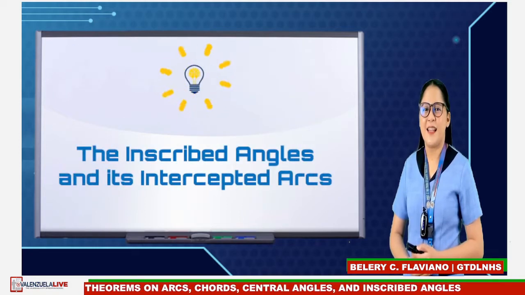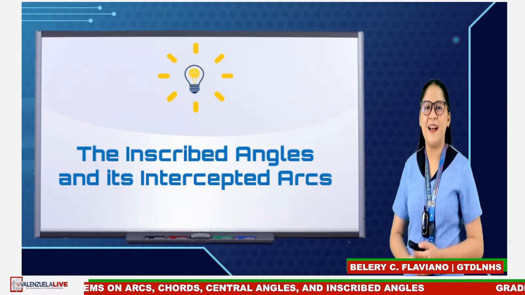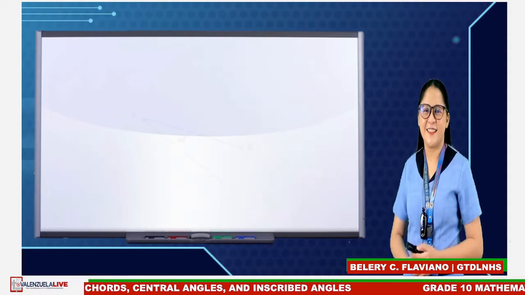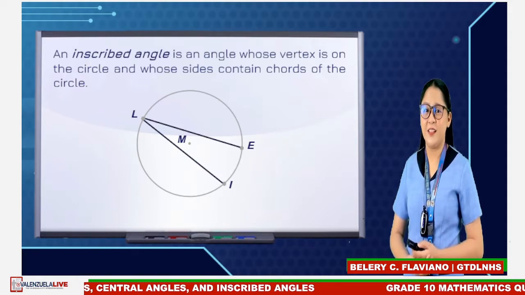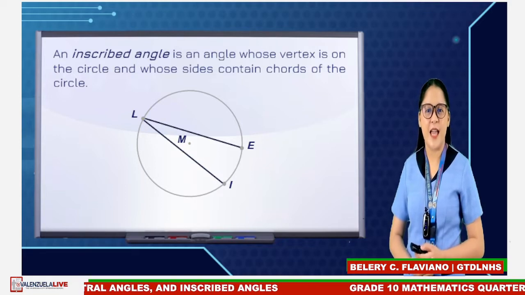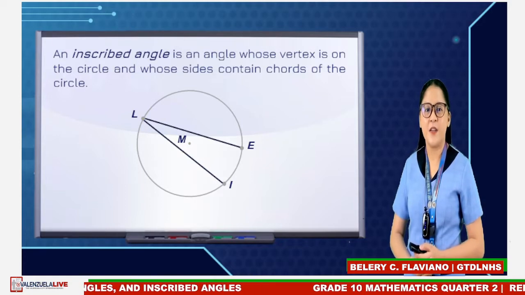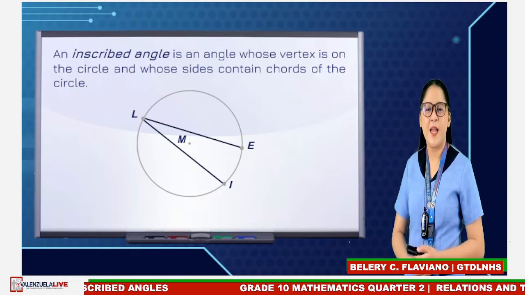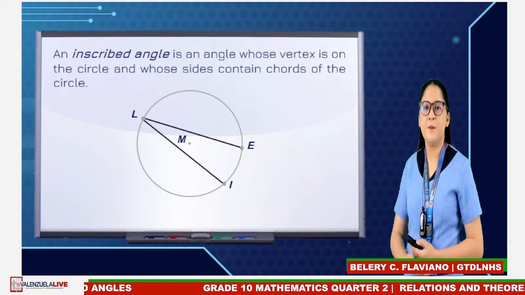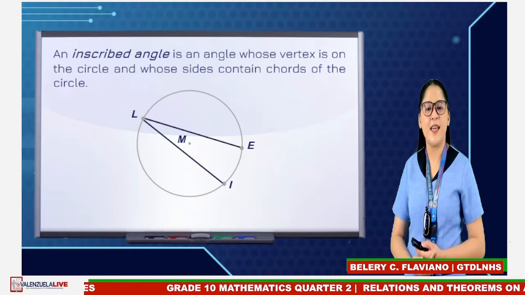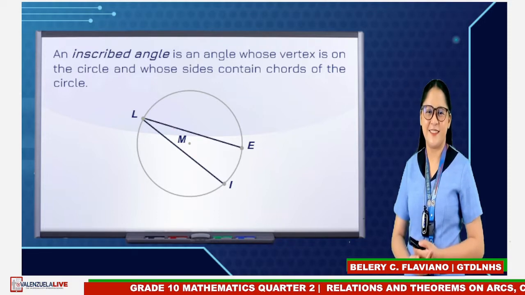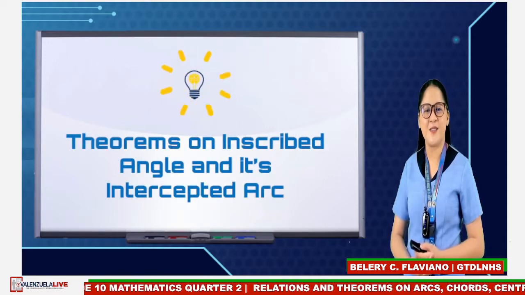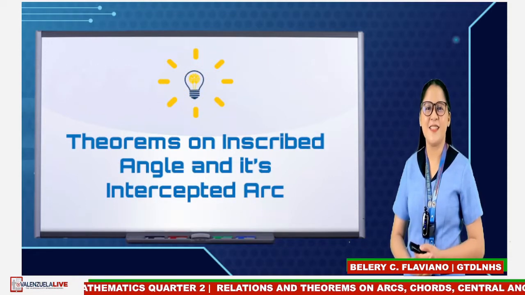This time, let's talk about the inscribed angles and their intercepted arcs. An inscribed angle is an angle whose vertex is on the circle and whose sides contain chords of the circle. Here in this example, angle ELI is an inscribed angle. Let's proceed to the theorem on the inscribed angle and its intercepted arc.